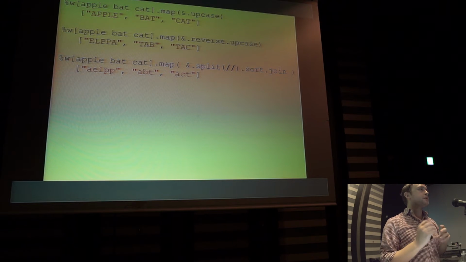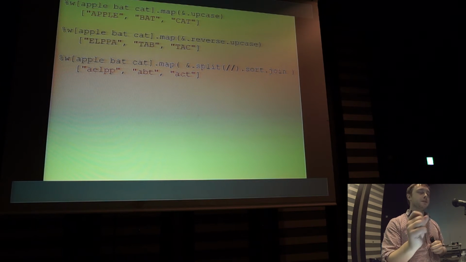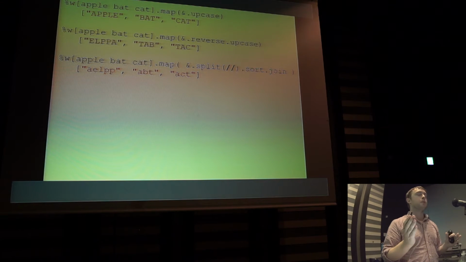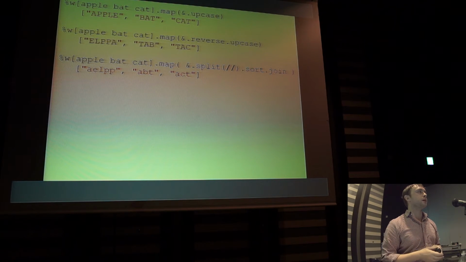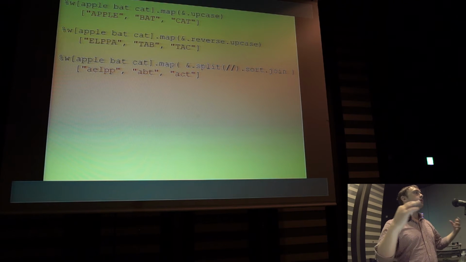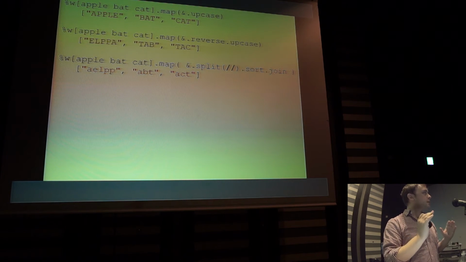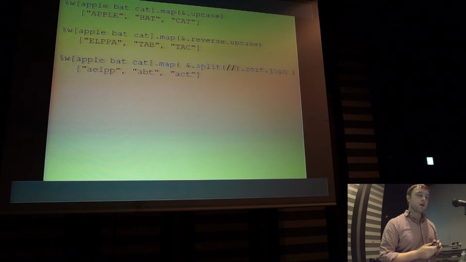And because it's like that, we can also call methods that have parentheses. So for everything in the array, we can split it apart by character, sort the characters, and then join it again. And that's very nice. You don't have to break out to the longer, more verbose block structure. You can still do it in this sort of symbol to proc thing.